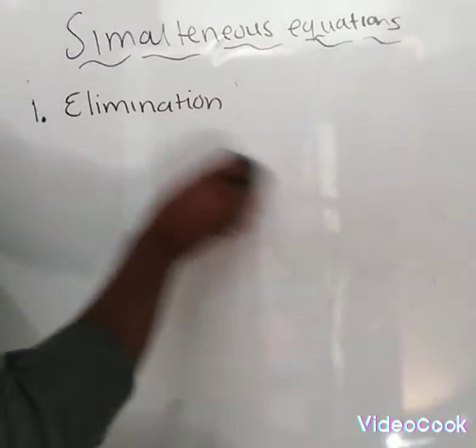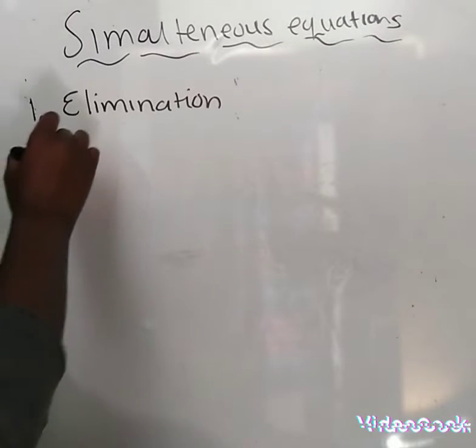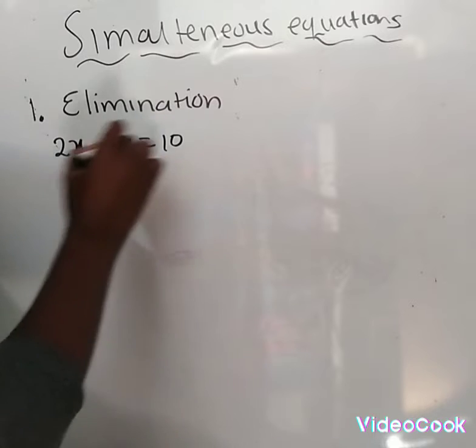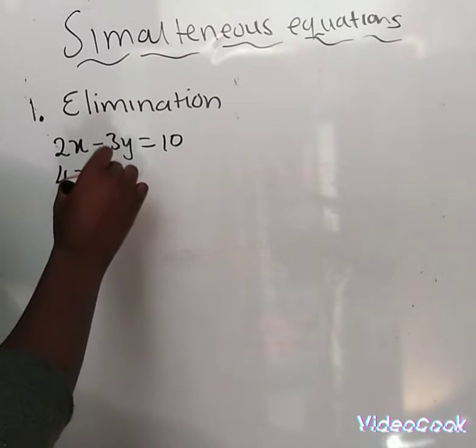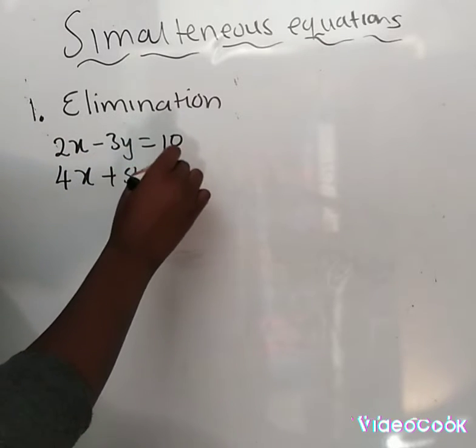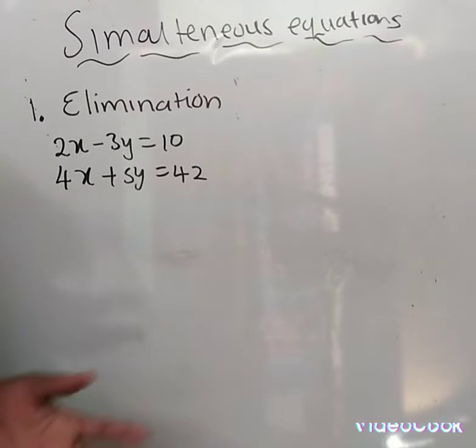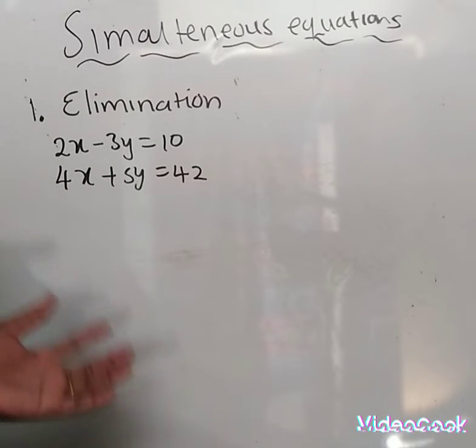We are eliminating. Example number 3, we are having 2x minus 3y is equal to 10. 4x plus 5y is equal to 42, right? How are we going to simplify this one? I'm sure you can see it's not straightforward like the first two that we looked at. We have a 2 and a 4, a 3 and a 5. It's not the same.